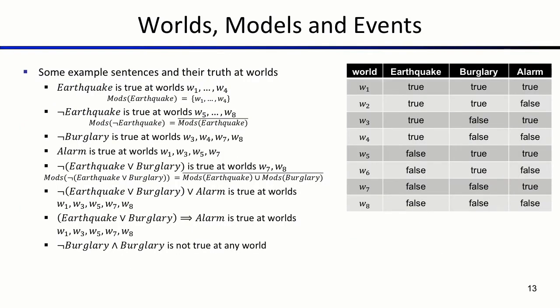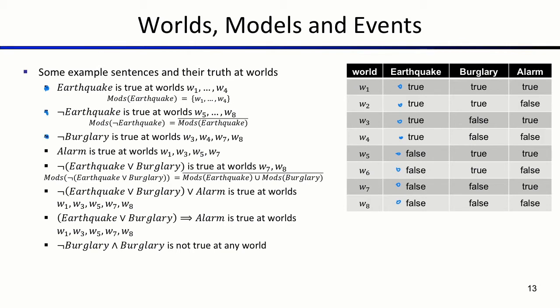So we have here a very long list of examples just to check our understanding of these definitions of words and models. Let's come back to our example of the burglary, alarm, and earthquake, and see how it goes. In this first example, it says that earthquake is true at the words W1 to W4, and we can check that it's actually true that earthquake holds for the words W1 to W4. Not earthquake is going to be true at the words W5 to W8, and that is also correct. If we invert earthquake, it's going to be true on these words here, W5, W6, W7, and W8.